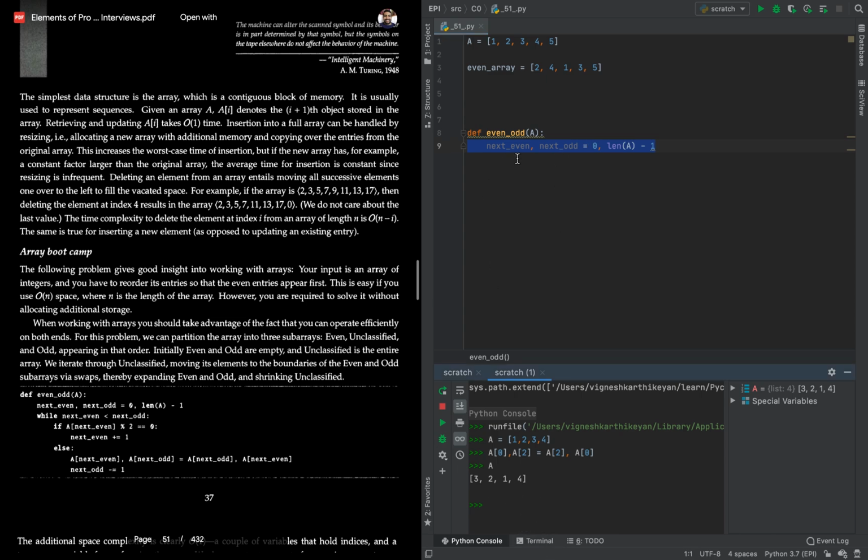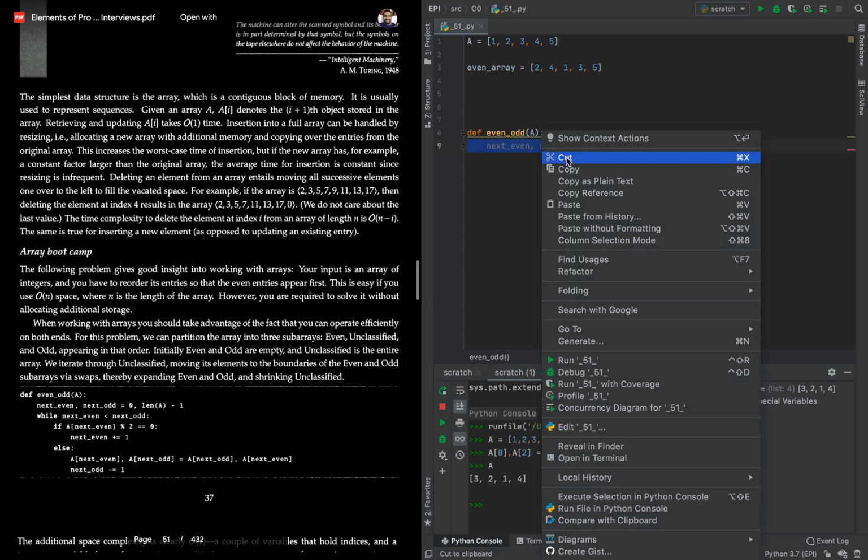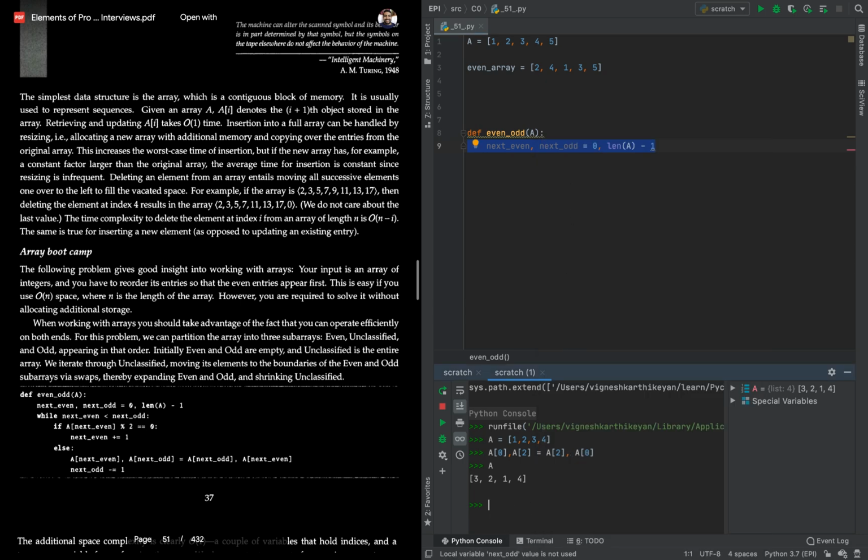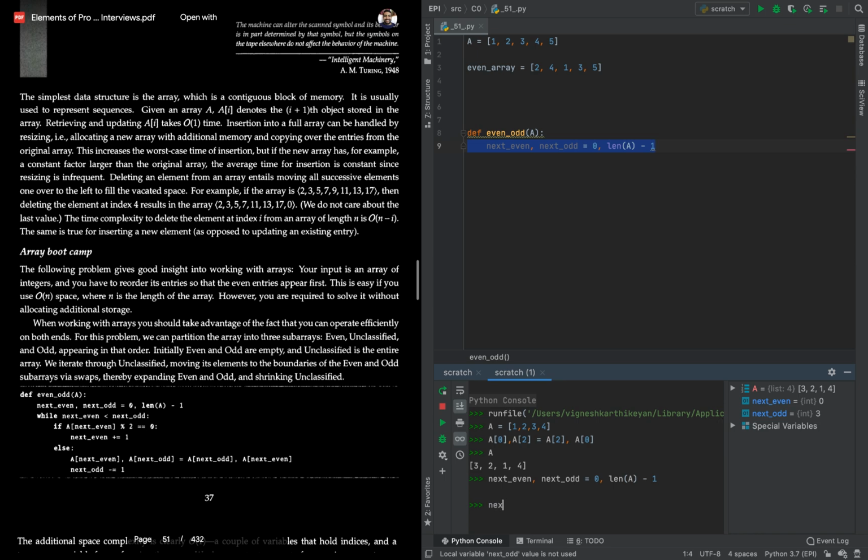Just to make sure, let's just run this line, right? Just to make sure that it actually works how we expect it to, or at least how I expect it to, right? So next even should be 0, and next odd should be, I think, 3, right? Yep. Okay. All right. Cool. So we're okay. So we've got our initial variables.